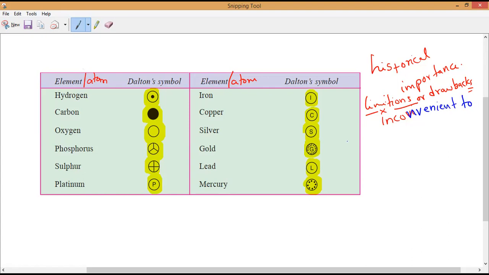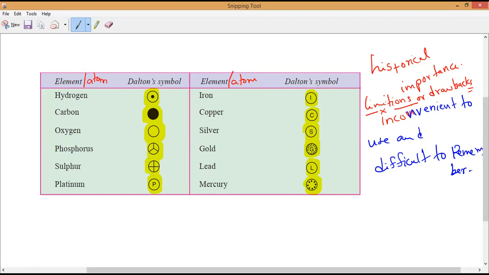Inconvenient to use and difficult to remember. Is it easy or difficult? Difficult to remember. Okay, everybody. So that is the reason we are not giving any importance to this Dalton symbol of elements. We are just keeping it for historical purposes only.